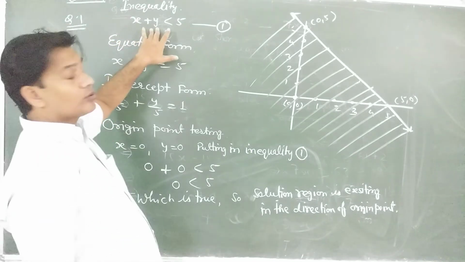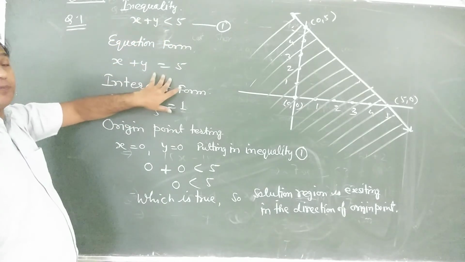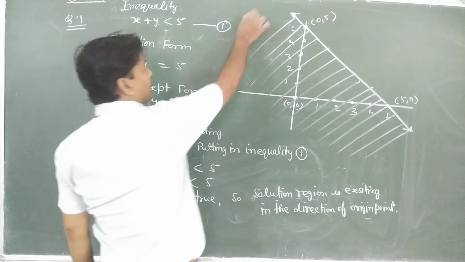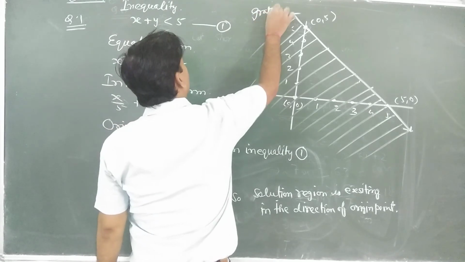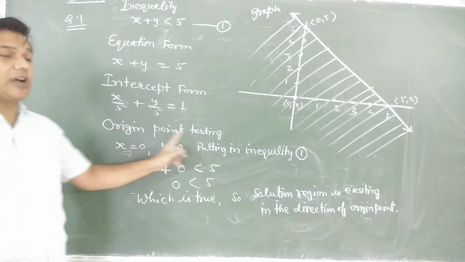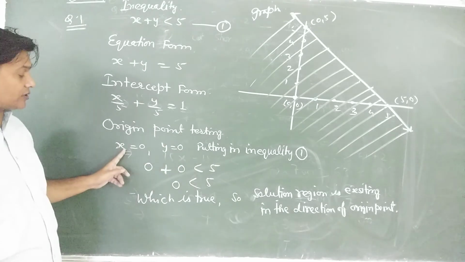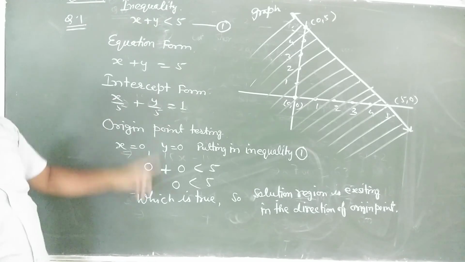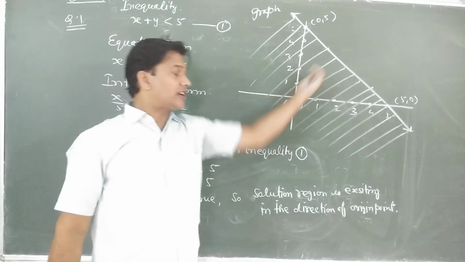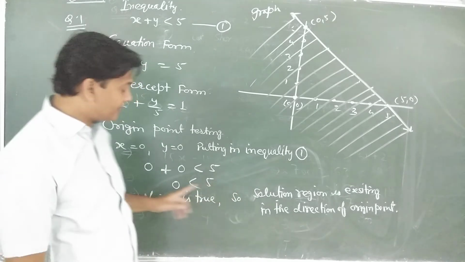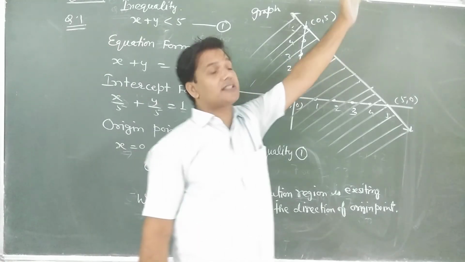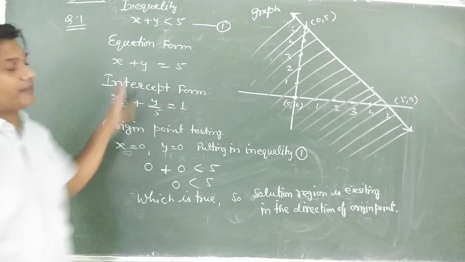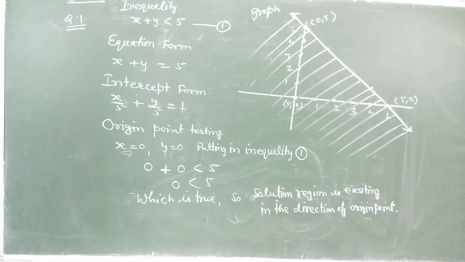First, what we have to do, the given inequality convert into equation form, then into intercept form. After that, draw the graph. This is the graph of this inequality. And now, origin point testing, in which we have to substitute the value of x and y as 0 at this place. And if the given statement is true, then the solution region is in the direction of the origin point. If this is wrong, then the upward direction is the solution region, not in the direction of the origin point. So this is the way to solve this kind of inequality.